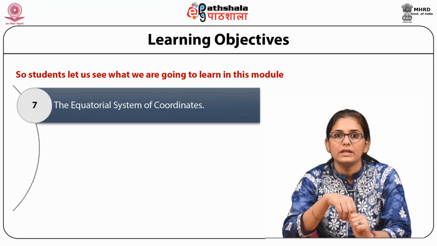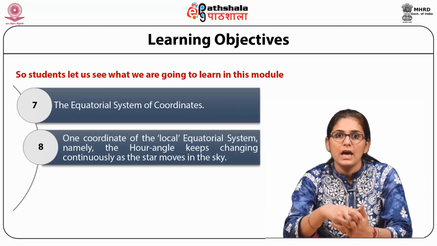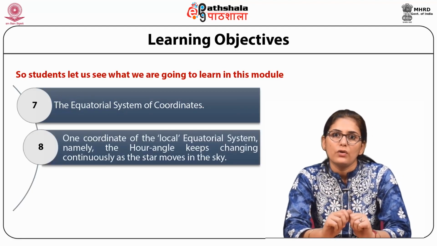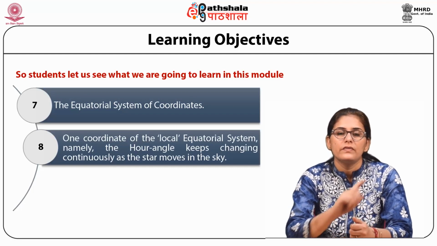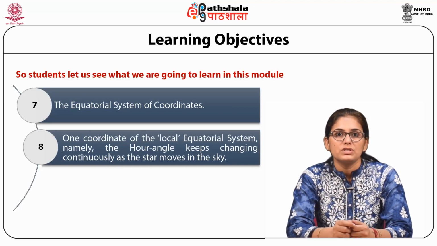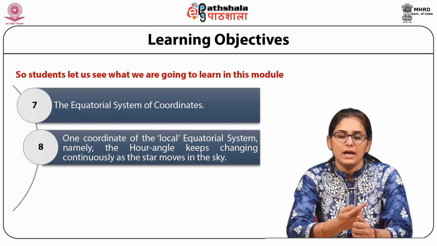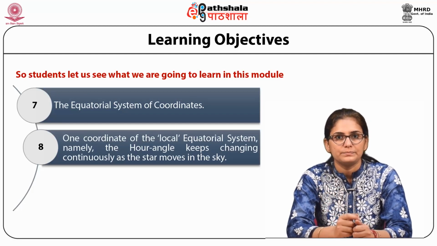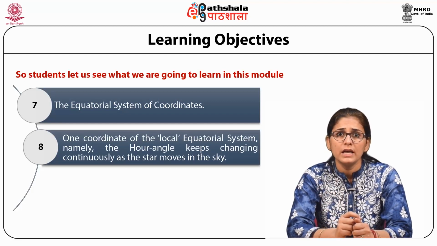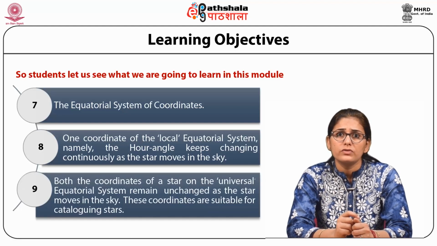We will also understand the equatorial system of coordinates, appreciate the coordinates of the local equatorial system, namely the hour angle, which keeps changing continuously as the star moves in the sky. We will also learn that the coordinates of a star on the universal equatorial system remain unchanged as we move.